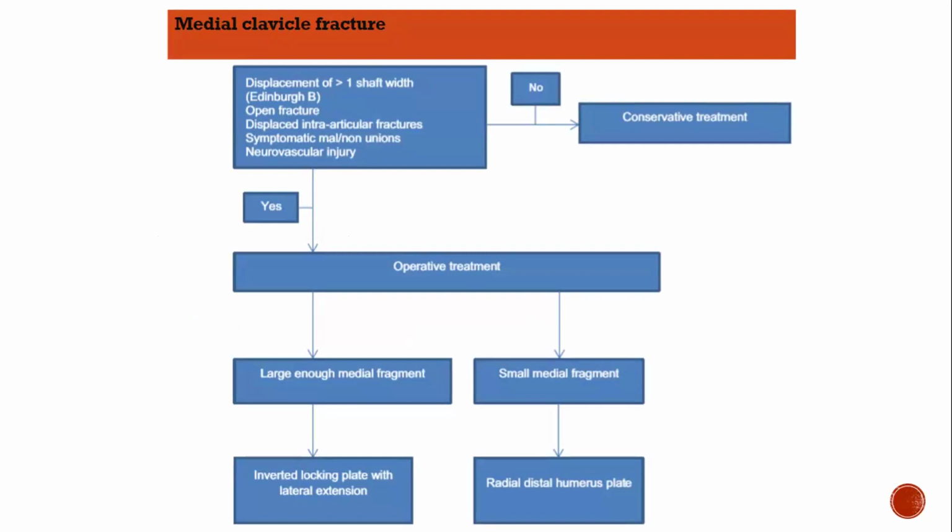And if the fragment is large enough, then an inverted locking plate is used. And if the fragment is small, the distal humerus radial plate is used. If the patient has no indications, then conservative management is planned.